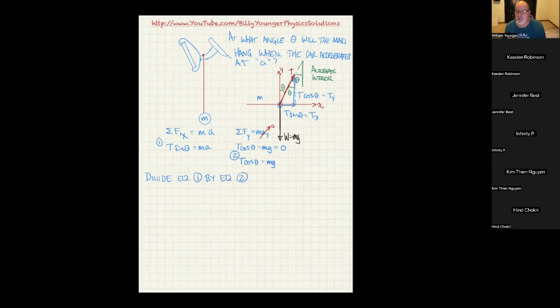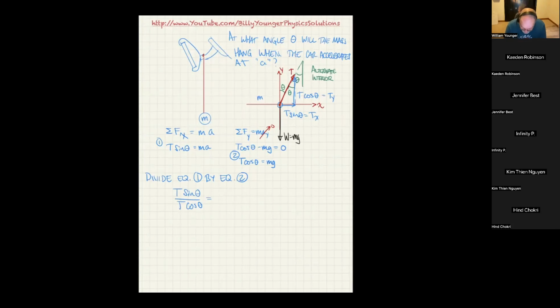And when I say, hey, we're going to divide an equation, what I mean is I'm going to divide the left-hand side of one equation by the left-hand side of the other equation. So in this case, I'm going to have T sine theta over T cosine theta. Now I'm going to set all that equal to the right-hand side.